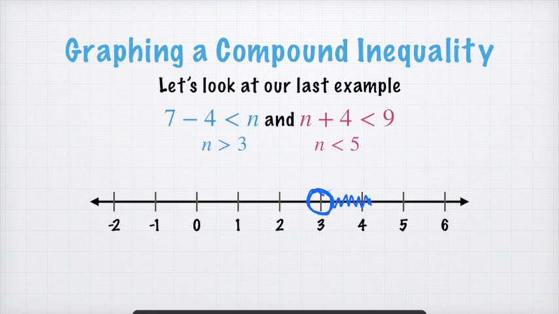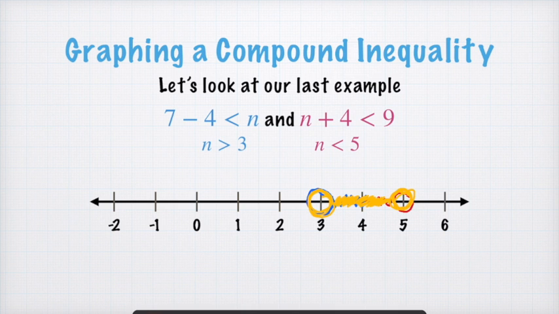N is less than 5. Since it's a less than sign, we're going to keep it as an open circle, and since it's less than, we want to shade to the right. And so you notice that these parts over here are overlapping. So our answer is going to be this open circle, our shaded in part, and our second open circle. And that's our graph.